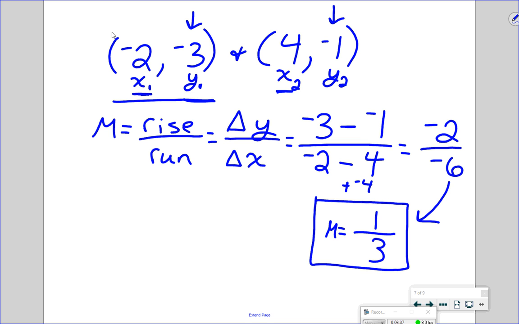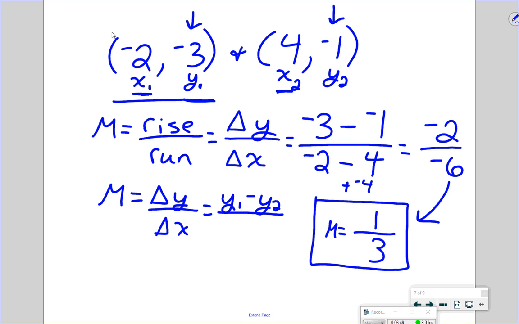So another way of describing your slope, besides just saying delta y over delta x, is to call it y2 minus y1. I'm just using the numbers 1 and 2 to separate the difference between my first point and my second point, over the difference in x's, x2 minus x1. Again, it doesn't really matter which point you use for your 1 and which point you use for your 2, as long as you're consistent.